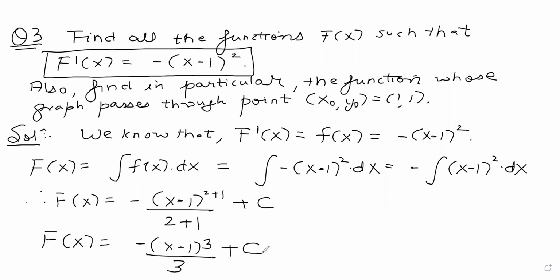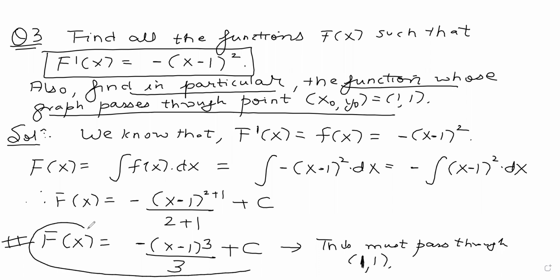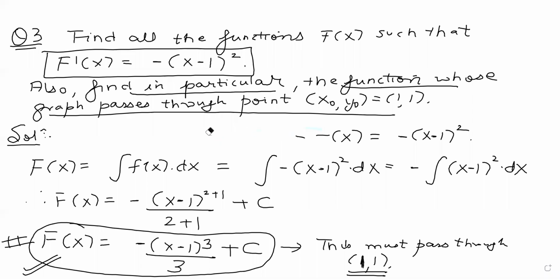Now the question is asking us, find in particular the function whose graph passes through this point. So guys, we have found the function in general. So this must pass through (1, 1), because now we want to find the solution in particular. In general, this is my solution. But in particular, if it passes through (1, 1), then (1, 1) must satisfy this equation. So if I erase the initial part and solve it further, what do we get?